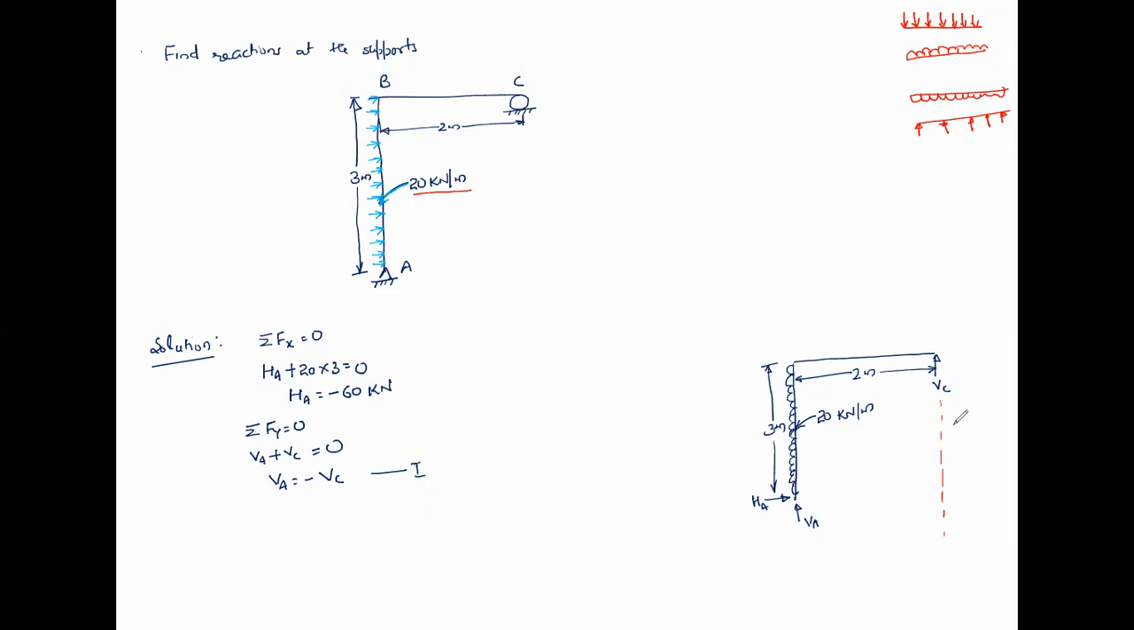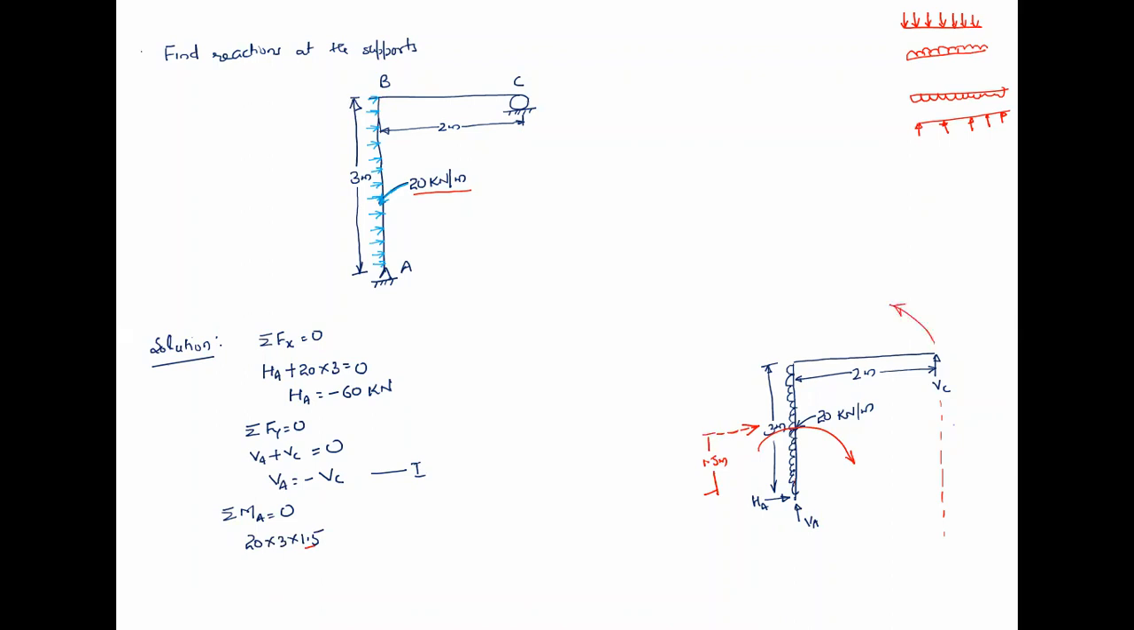Next, if you take moment about A, then you will get a moment because of this UDL. How much is the total force of the UDL? 20 into 3, that means 60 kilonewton is the force applied by this UDL. So 60 is the force, and it will act in the middle. The middle is located 1.5 meter from point A. So 60 into 1.5 will be the moment produced by this UDL. Let's take clockwise as positive, so this will be positive.